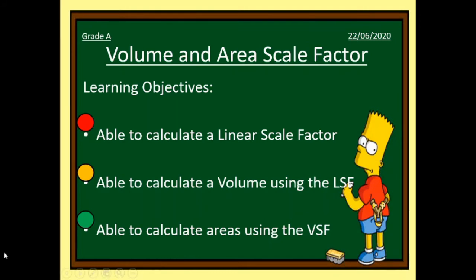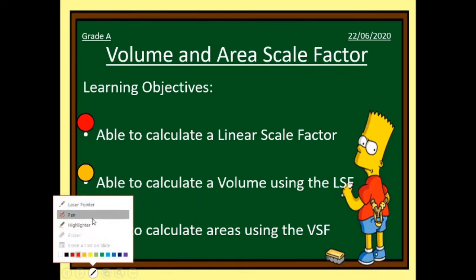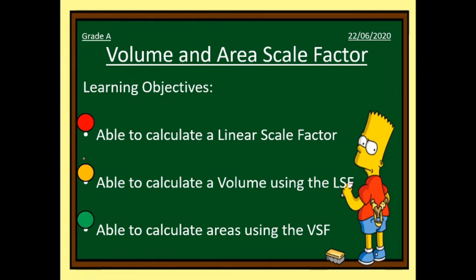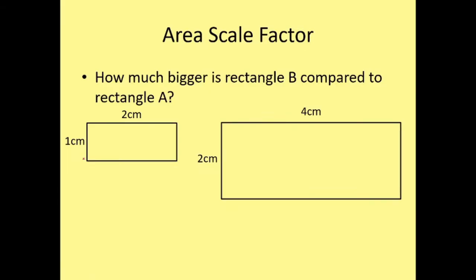Okay, we're going to do volume and area scale factor. It's very similar to your normal scale factor, which is your normal lines. But look at this one here. How much bigger is rectangle B compared to rectangle A? Now, let's do it mathematically properly. So I've got 4 divided by 2, which means my scale factor is 2. And it works, because 2 times 2 is 4, and 2 times 1 is 4.